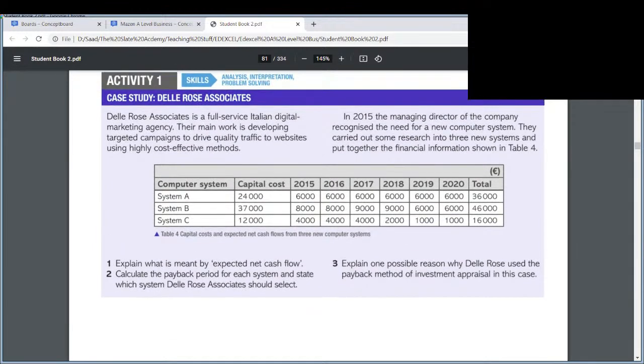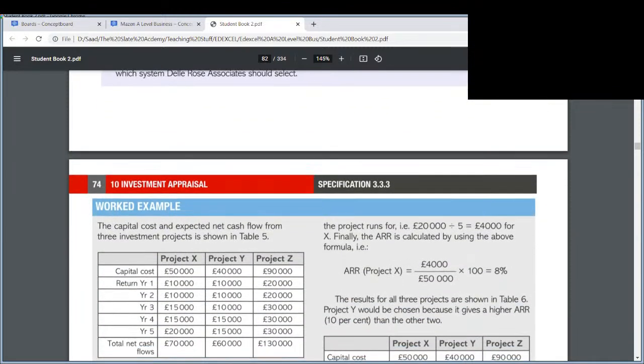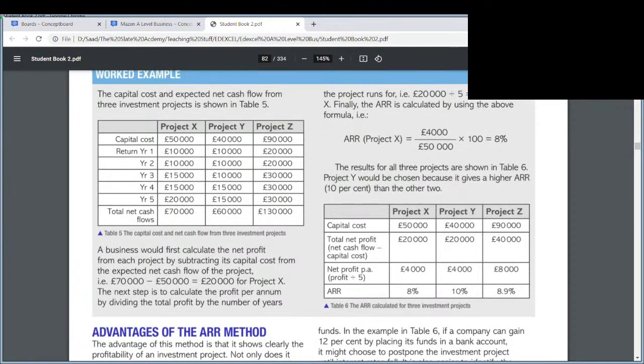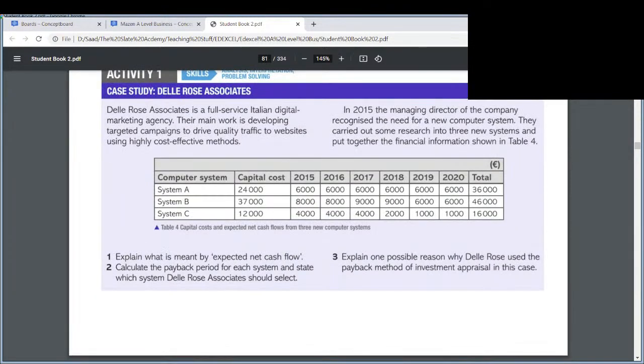So 36,000 divided by 24,000 is what? 1.5. No, from this 36,000, subtract the capital cost. 36,000 minus 24,000 is what? 12,000. So 12,000 is the return on this project. 12,000 is the return, and this 12,000 return you got over an investment of 24,000. So that would be 50%.